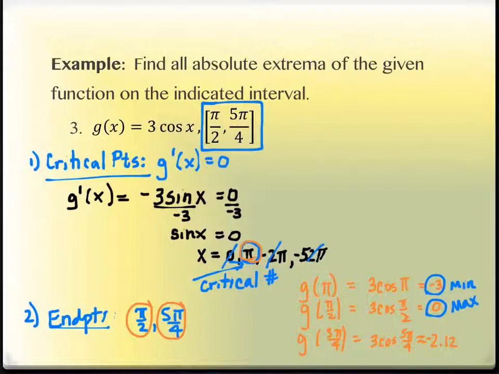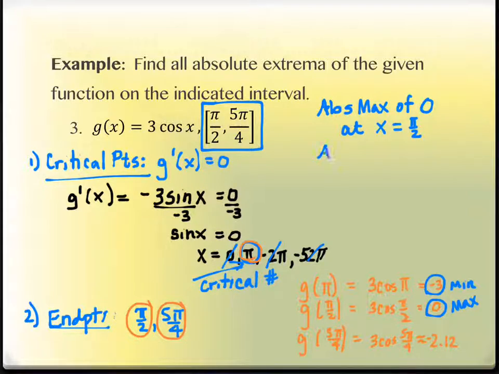What is my smallest? It's negative 3. Okay, so the question says to find all absolute extrema on the indicated interval. So we're going to write down what we found. We found that we have an absolute maximum of what value? 0. 0 is the value at x equals what? That's the pi over 2. So this tells us both the maximum value and the location where the maximum value occurs.